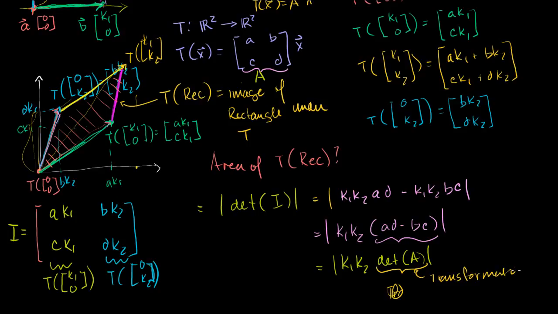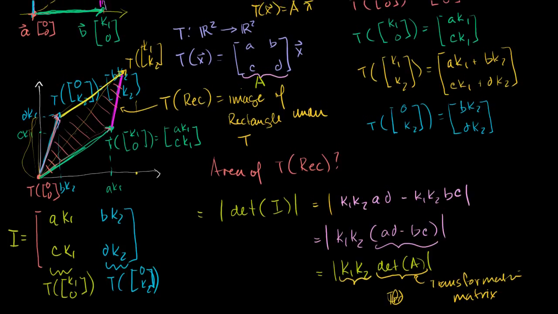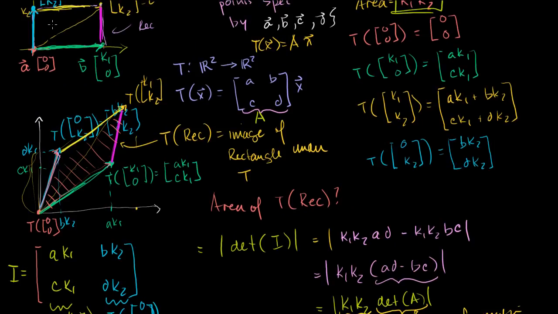Transformation matrix. So it's equal to the determinant of the transformation matrix times the area of your original rectangle in this case, right? This was your original rectangle. You take the absolute value, just because sometimes if you swap these vectors, you might get a negative sign. So you take the absolute value. But that's a really neat idea.